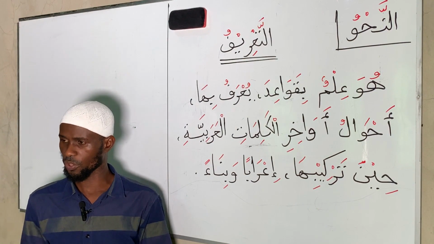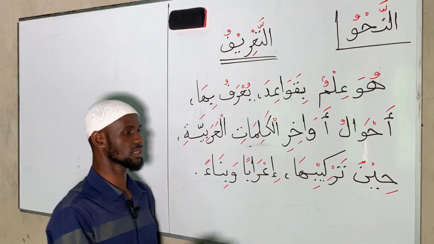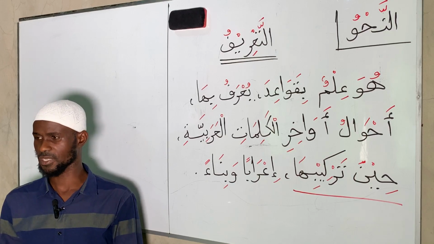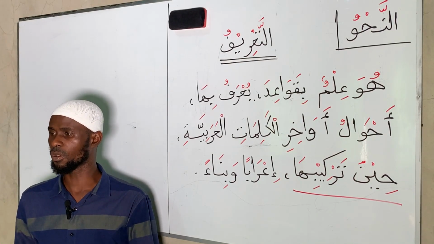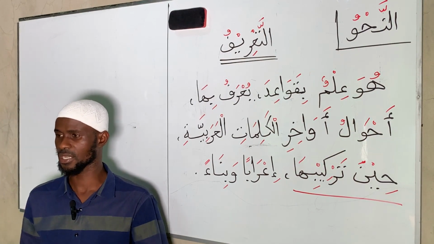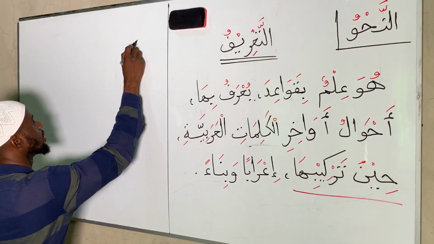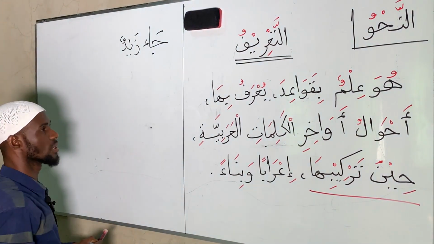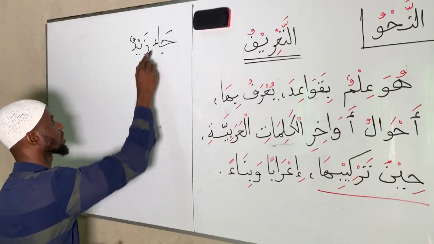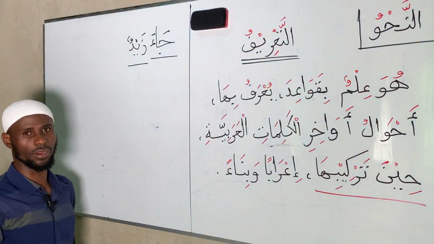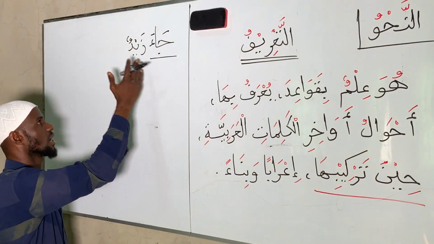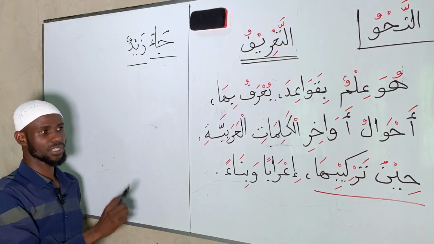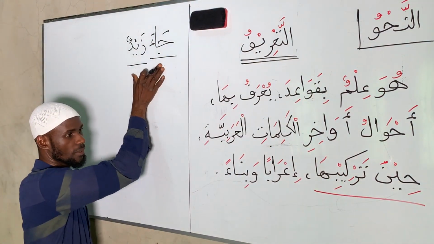So in our definition, we focus more on three things. The first thing is حين تركيبها, when we join the words to form a sentence. So I'm going to give an example of two different words that make a sentence in Arabic language. For example, you say Ja'a Zaydun. You can see that Ja'a is a word and Zaydun is another word. So when we combine Ja'a and Zayd, we say Ja'a Zaydun, meaning Zayd arrived. So we have done a tarkib here.